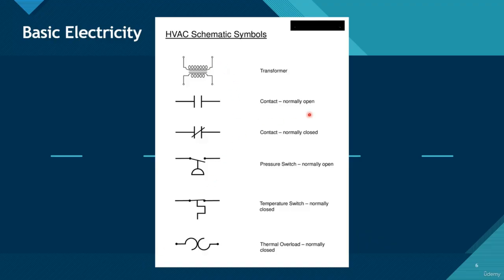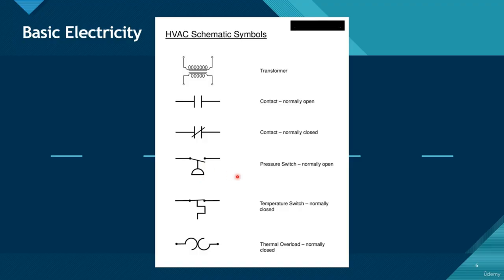And contact normally open. So what we mean by normally open is that without any power, without anything happening in the circuit, this is going to be naturally open. And then when power is applied, then it would close. And this is a normally closed switch. So again, just sitting there doing nothing, it's going to be closed until power is applied, and then at that point it would open. Pressure switches, we have these in condensers.